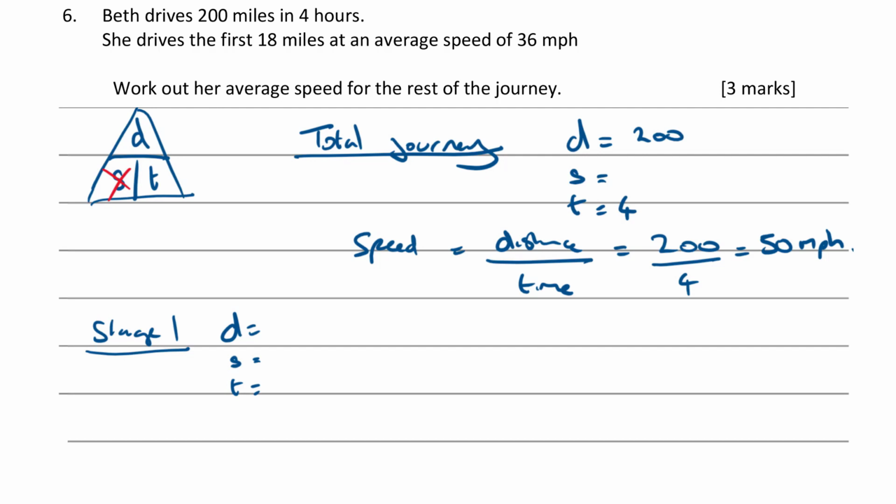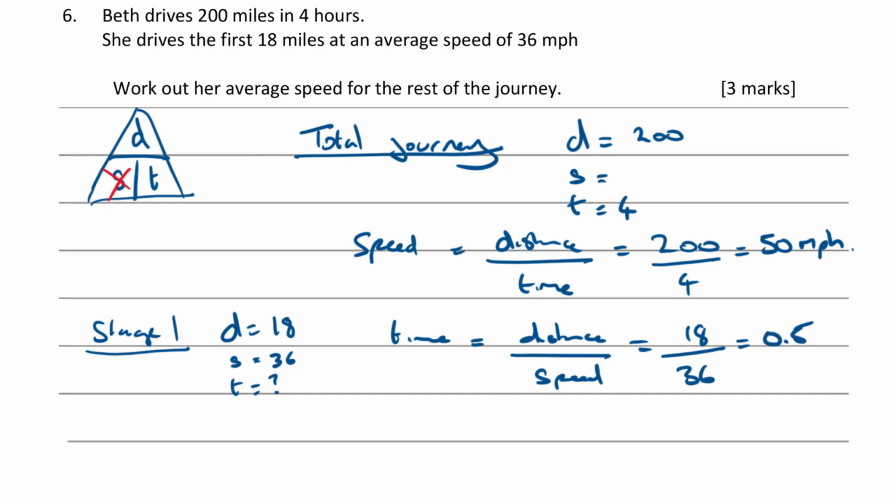So let's find T. Let's see if that helps. So we know that the distance is 18. We know that the speed is 36. So what we want to find is time. So again, going back to the DST triangle, if you cover up T, you can see that time is going to be distance divided by speed. Which is going to be 18 divided by 36, which looks like a half to me, 0.5. So what's the units of that then? So this is time in hours, isn't it? So 0.5 hours, that's half an hour or 30 minutes. Okay, I'm just going to leave it in hours for now.